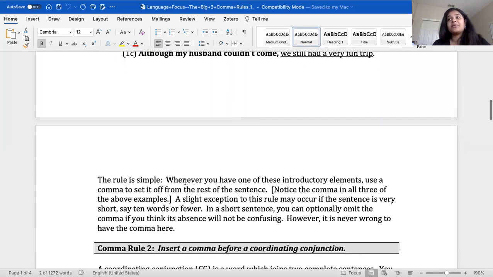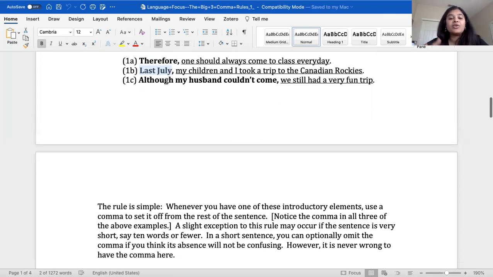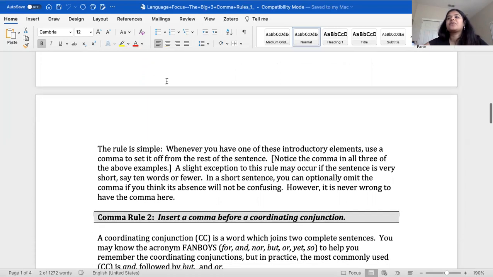This rule is very simple. Whenever you have one of these 3 introductory elements, use a comma to set it off from the rest of the sentence. Whether you have a subordinating conjunction like although, or words like therefore, lastly, finally, firstly, secondly, those are all introductory elements.